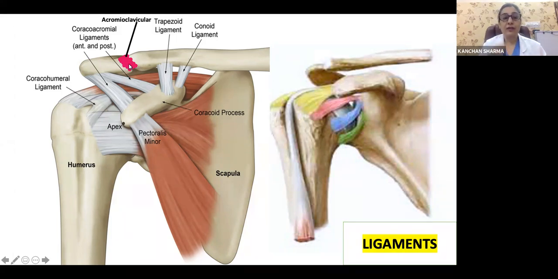We need to refer a case to the orthopedic surgeon, right? And there are various others from the coracoid to the clavicle. You have other ligaments, and you have the glenohumeral ligaments also, from the glenoid to the humerus. For the time being, just remember that there are other ligaments also present. But for the basic course, do not forget this coracohumeral ligament. This is very, very important. And this is from your coracoid process to your humerus.